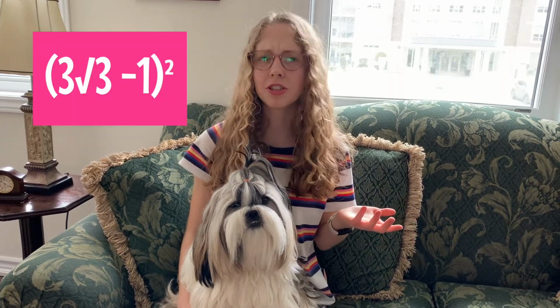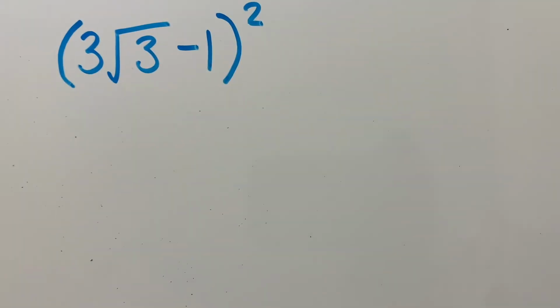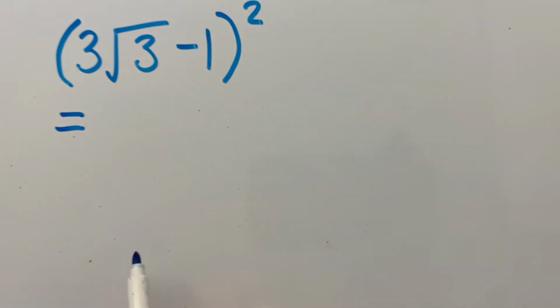How do you add and subtract radicals? What about multiplication? And what happens if you have a radical in the denominator? Let's find out. To simplify this radical expression, the first step is to get rid of this exponent.